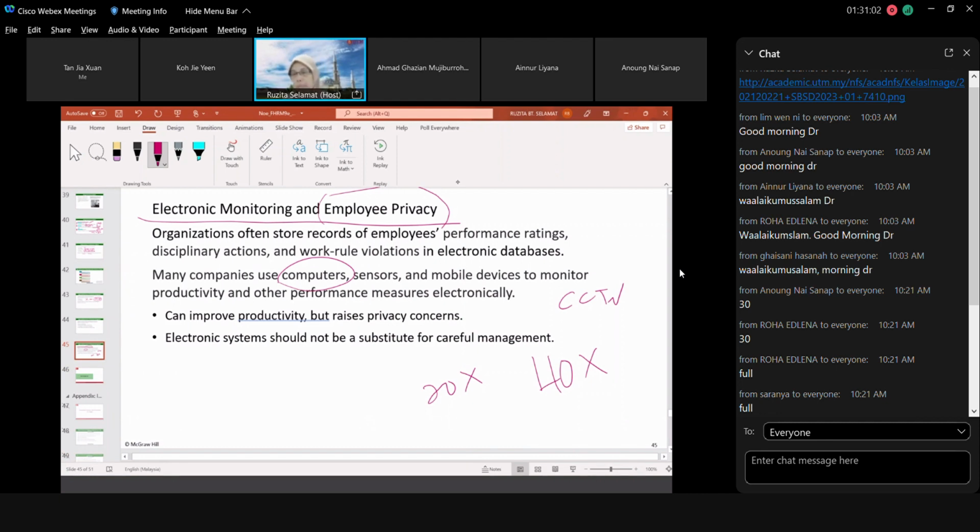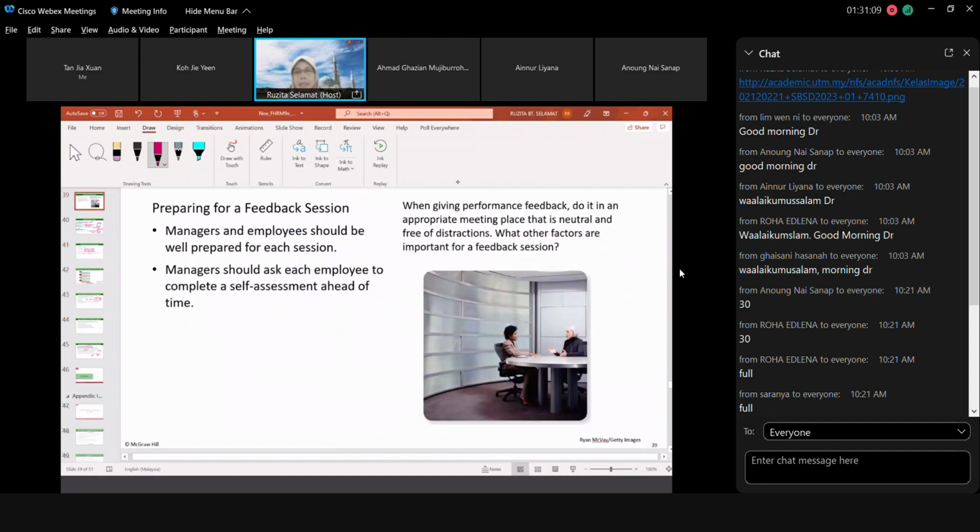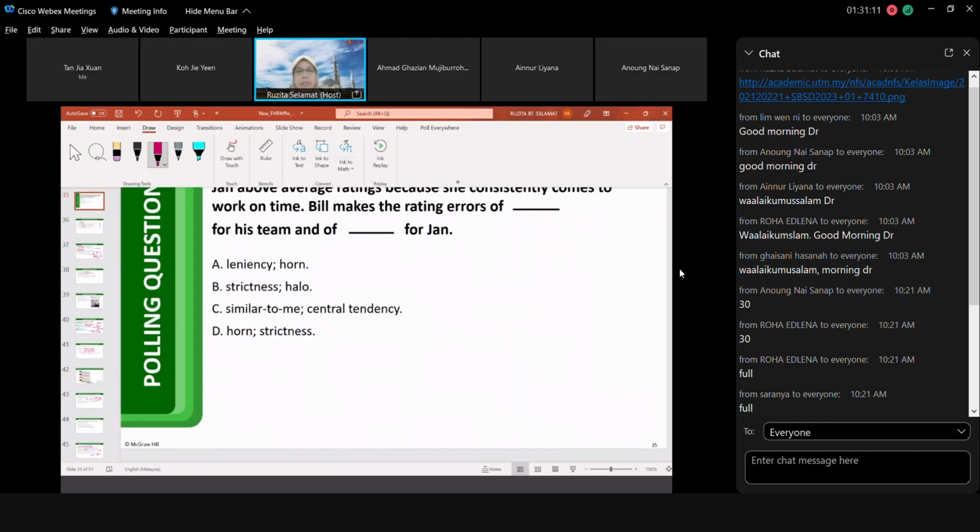Jadi kita pun tak perlu break lah. Saya jalan terus tadi. Right? Now 11:15, kita boleh habis awal sikit lah. Okay, ada apa soalan on this topic?